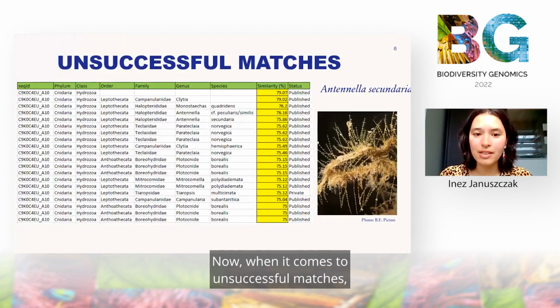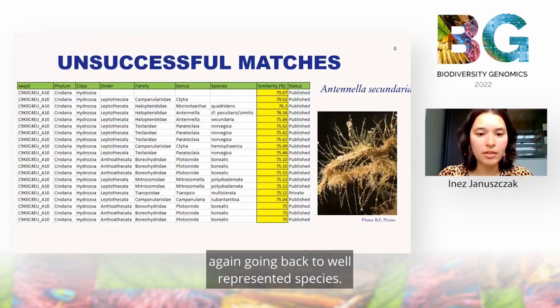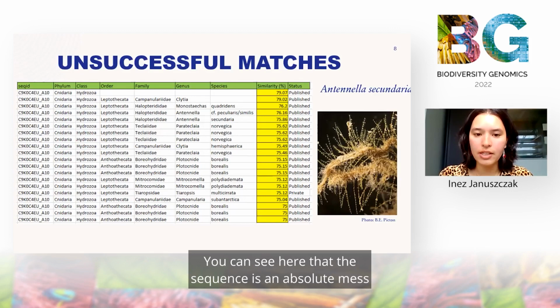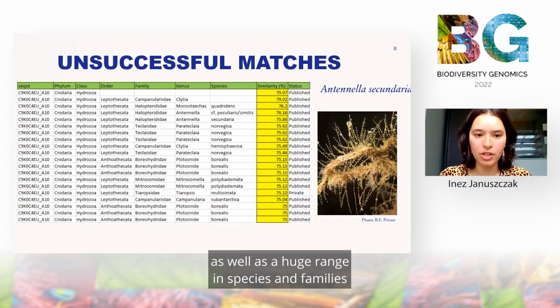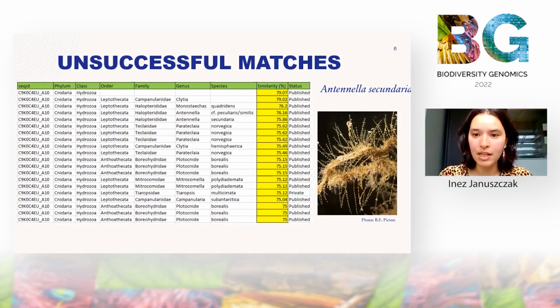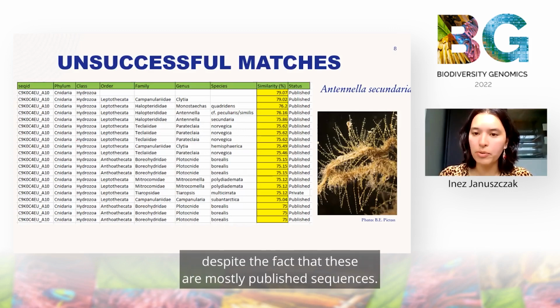Now, when it comes to unsuccessful matches, again, going back to well-represented species, this is a hydroid and a telesecundaria. You can see here that the sequence is an absolute mess, in that we have below 80% similarity across the board, as well as a huge range in species and families, despite the fact that these are mostly published sequences.